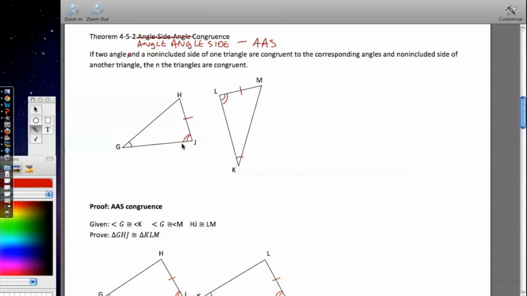So because I have two angles and a non-included side, the key to this is the non-included side part. And they must be corresponding. So if I were to line these up on top of one another, it goes angle with 1 mark, angle with 2 marks, and the side. It goes angle with 1 mark, angle with 2 marks, and the side. They have to be in the same order. Okay? Let's look how this works.